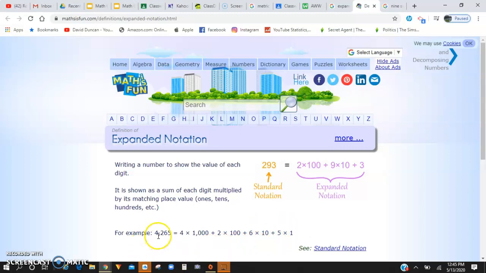Here's another example down here for you to look at. It says 4,265. 4 is multiplied by the thousands place value, added to 2 multiplied by the 100 because it's in the hundreds place value, plus 6 multiplied by the 10 because it's in the tens place value, and then 5 times 1 or just 5.